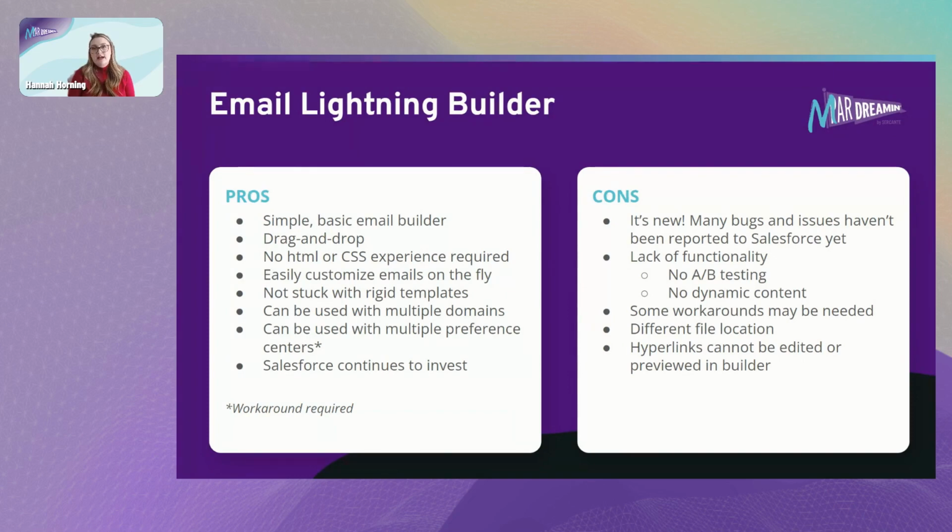Also, it just has a general lack of functionality that some of their mature tools have. So there isn't currently A/B testing, and there isn't dynamic content available, which can be a little frustrating for a mature marketing program that really needs those key features to run their programs. You may end up having to use some workarounds. We definitely have. We've made it work, but there are some things that, without a workaround, could be a bit of a deal breaker.